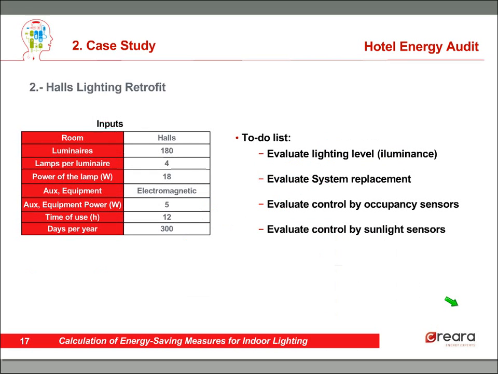Okay. The second example, as we said, is the halls lighting retrofit, and we are going to study the possibilities in these rooms. Here, we're going to consider different saving actions. First, we're going to evaluate the lighting level. We're going to evaluate also the system replacement to improve the system efficiency. And we're going to study the control systems, the possibility of occupancy sensors and also sunlight sensors.